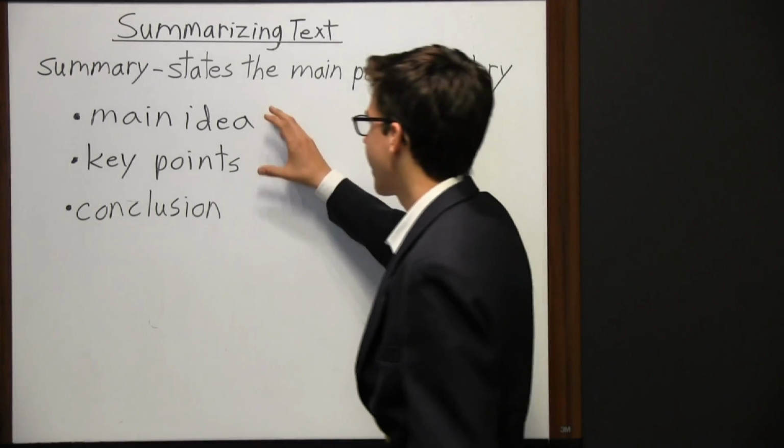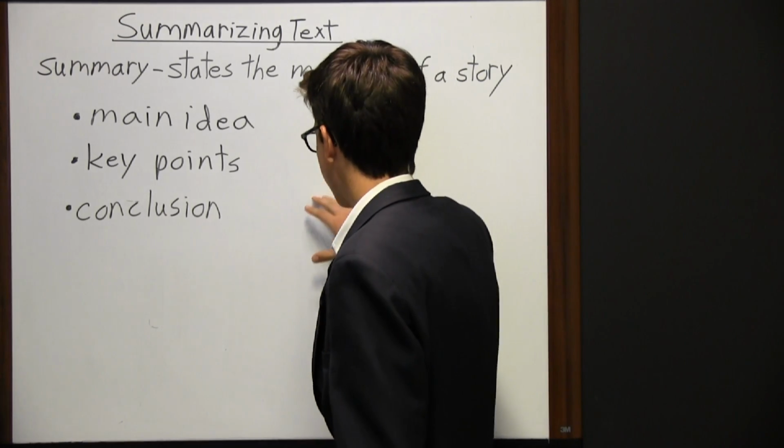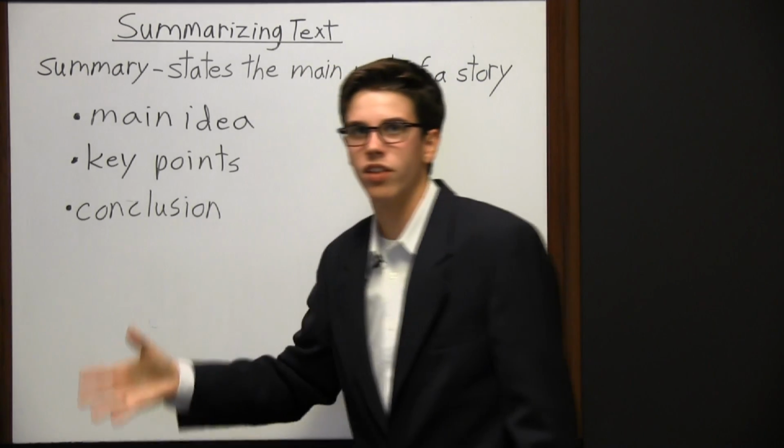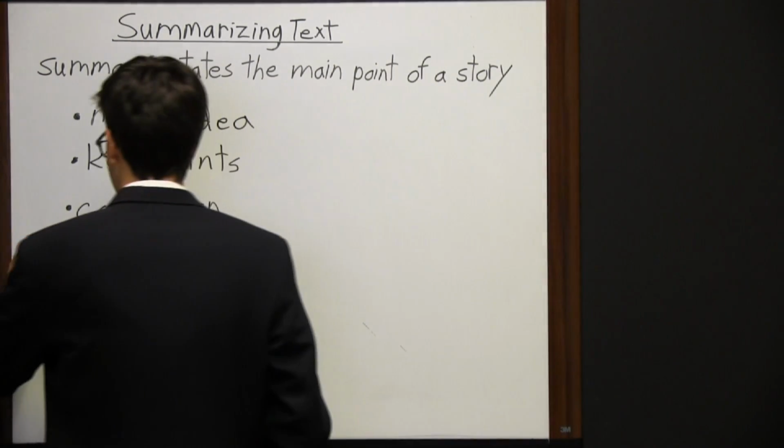So you're going to be talking about the main idea of the story, the key points, the problem, maybe a little bit about the main character, and then talk about the end of the story and how the character ended up dealing with his or her problem. Then the fourth point is kind of a longer one.